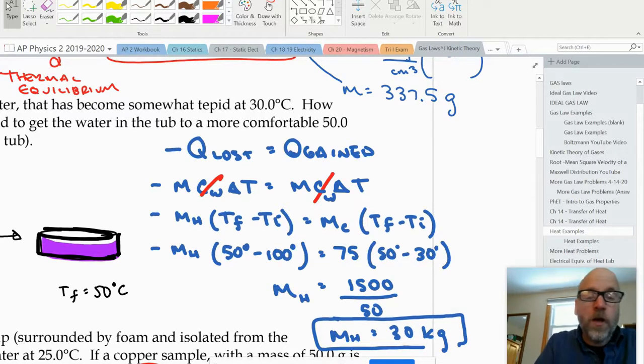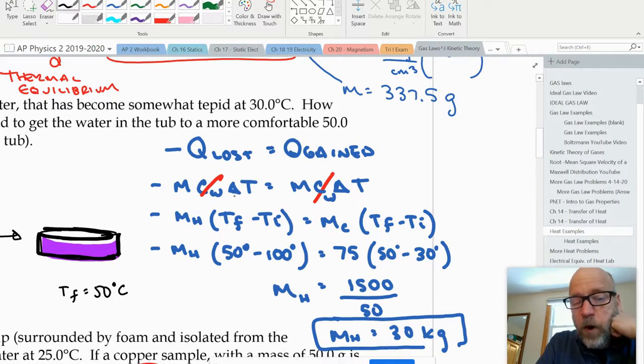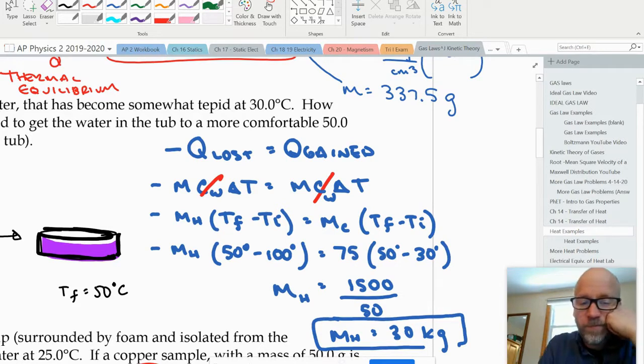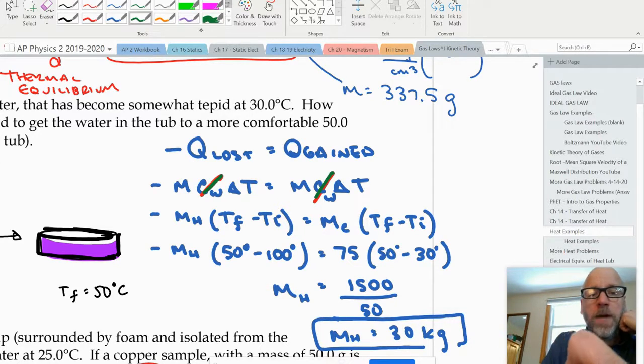Now we have the hot water. So mass of the hot water times the specific heat of water times the change in temperature, the negative sign in front, equals mc delta T of the colder water that gained the heat. The specific heat of water cancels out on both sides because it's the same material. I plugged in my numbers. I'm trying to find what is the mass of the hot water.